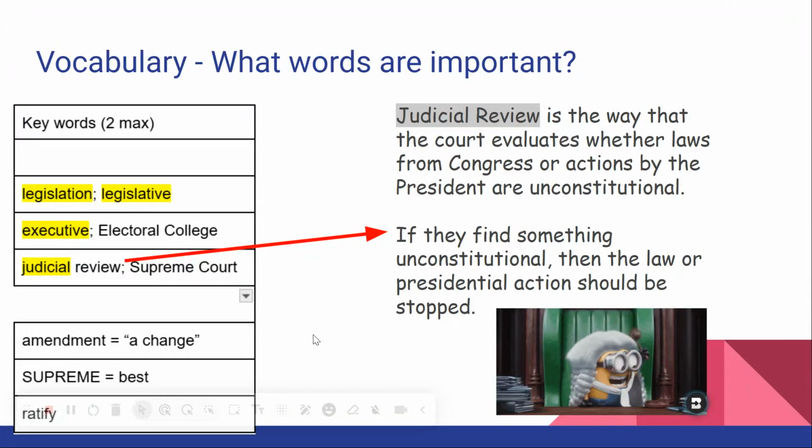Judicial review is what the judicial system does to check the power of these other 2 branches. And we'll talk a little bit about judicial review in a little bit. But basically, they could decide that a law made by the legislative branch is unconstitutional, or that an act that the president does is unconstitutional. If that happens, the law or the act by the president should be stopped.